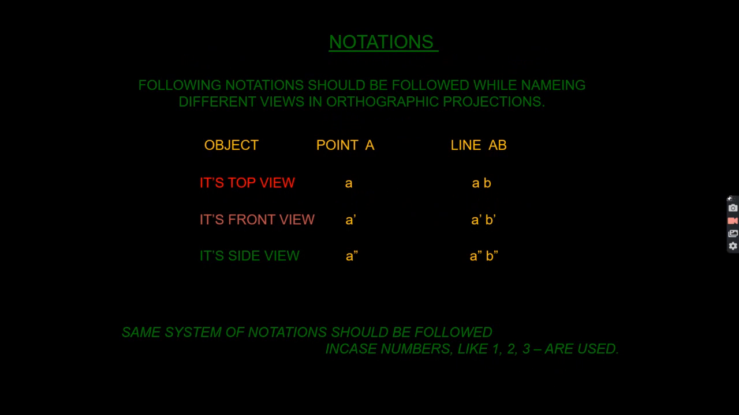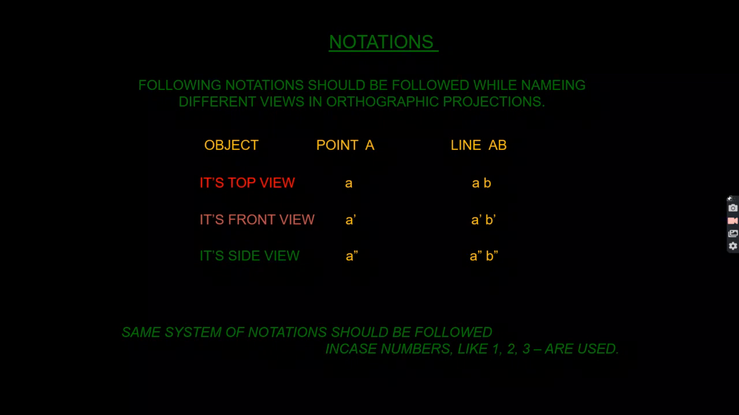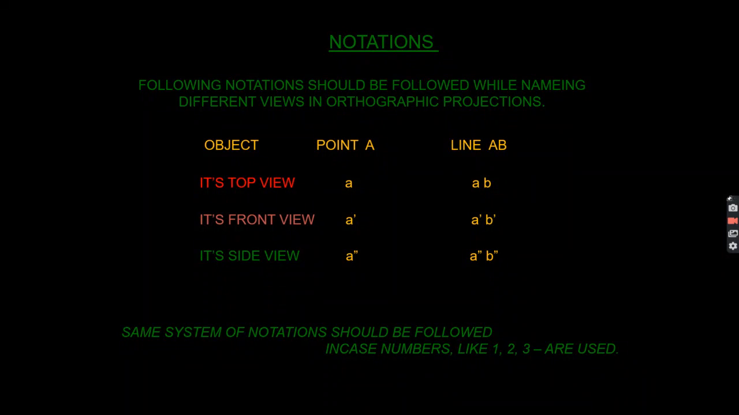Before starting the projection of line and point, these are the notations that you have to use while you're drawing the projection. As I have told you, you don't have to write the front view, top view, and front side view. You only have to draw the drawing. Then how will I get to know where you're drawing the top view, side view, and front view? Okay, so these are the notations.